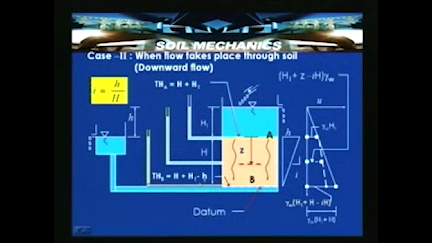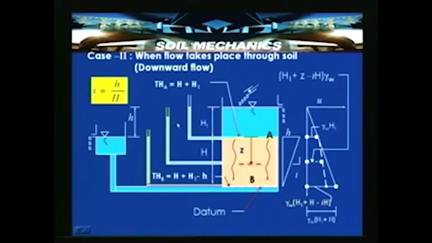Now, consider the same case 2 again, and let us try to understand once again the mechanics: why the flow is taking place in the downward direction, and at what different levels, how exactly we can determine the pore water pressure. The arrangement is similar to the previous one, but provision has been made to show these standpipes.